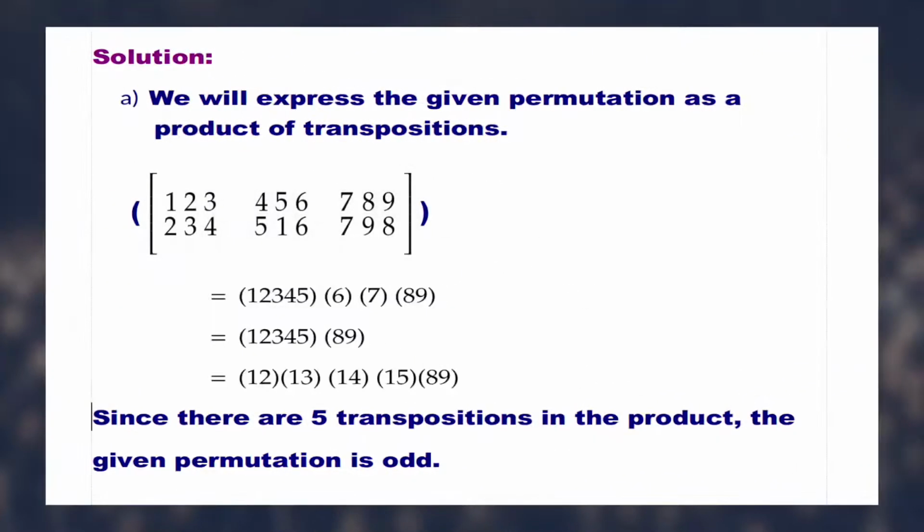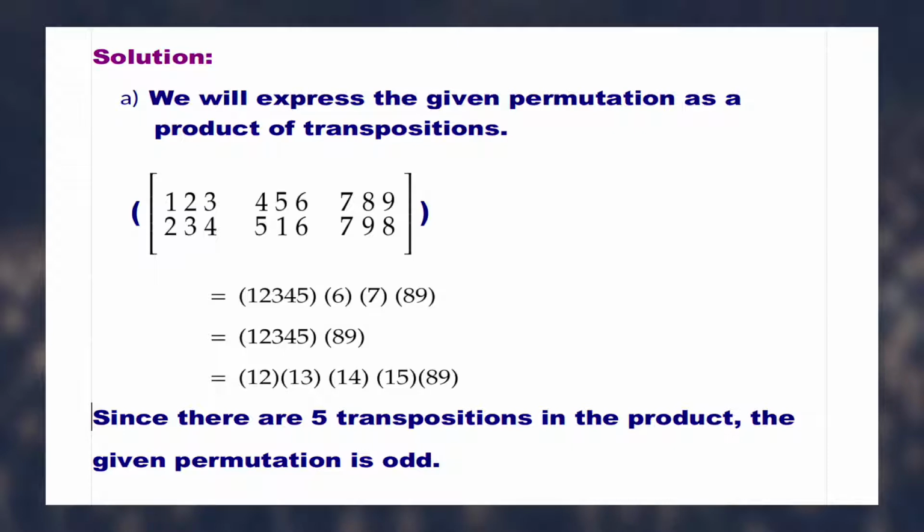We will express the given permutation as a product of transpositions. 1 goes to 2, 2 goes to 3, 3 goes to 4, 4 goes to 5, 5 goes to 1, 6 goes to 6, 7 goes to 7, 8 goes to 9, 9 goes to 8 is equal to the cycle of 1, 2, 3, 4, 5. Because again the 5 goes to 1, so it creates a cycle.